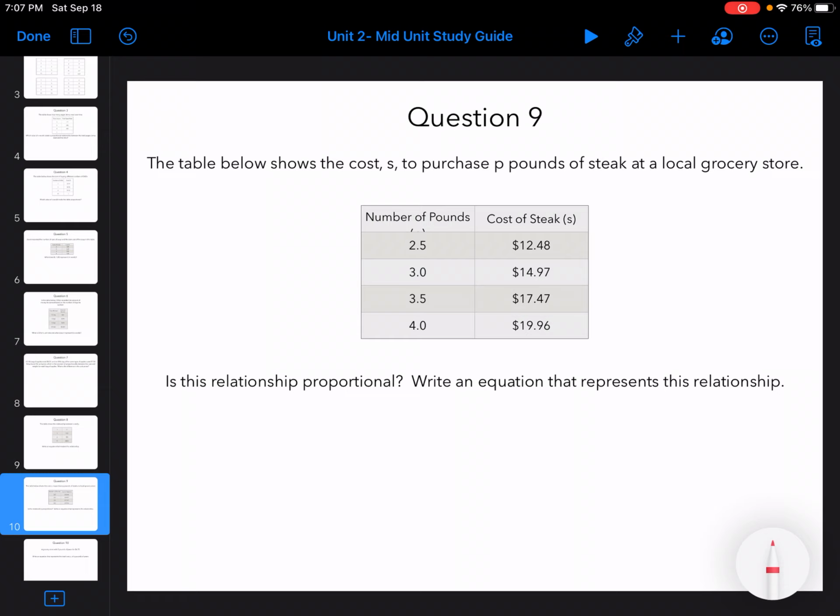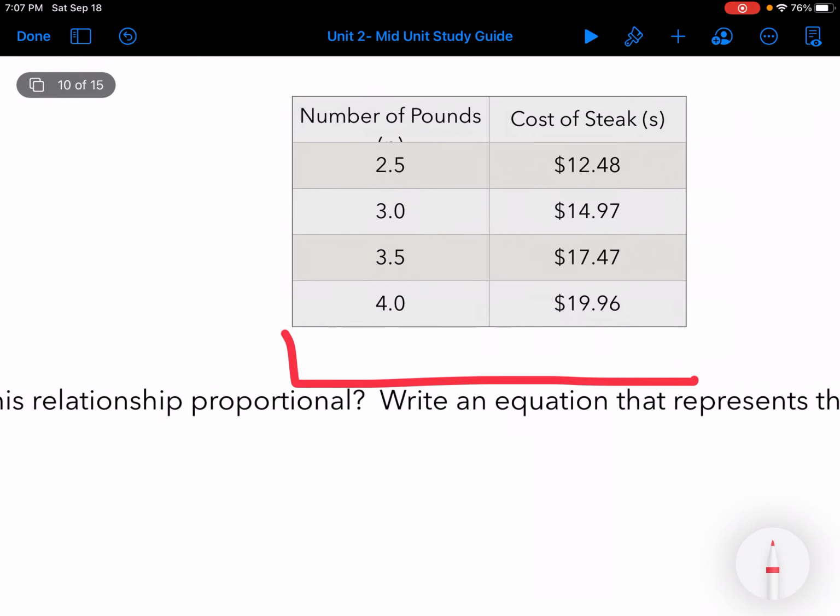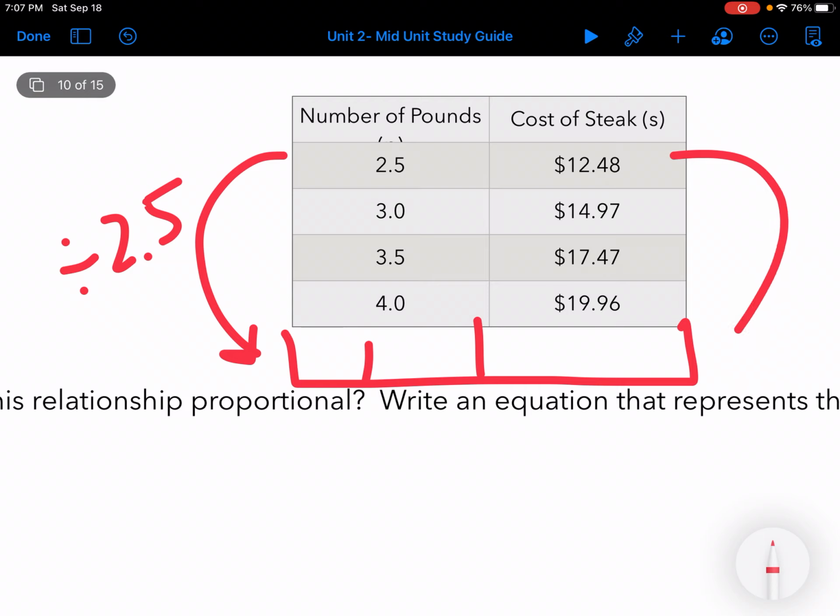Number 9, the table below shows the cost S to purchase P pounds of steak at a local grocery store. Is this relationship proportional? Write an equation that represents the relationship. Well, I've got to find the amount for 1. So I'm going to divide by 2.5. Divide this side by 2.5.